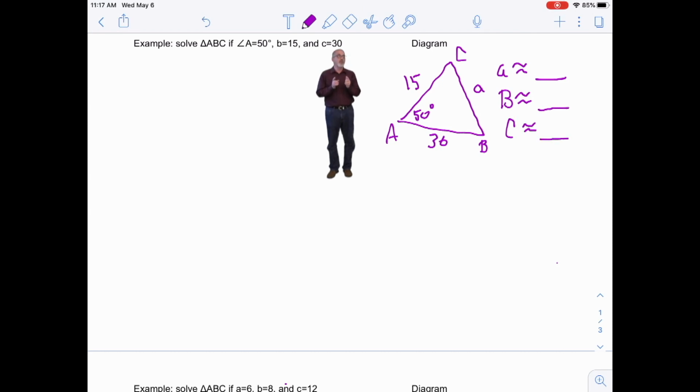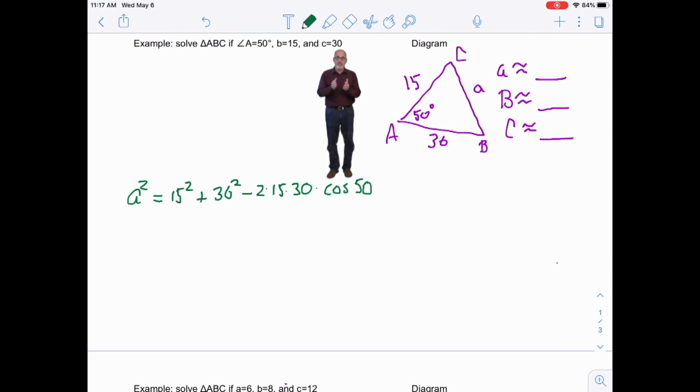Looking at this though, we're going to use the law of cosines with the A side and the cosine of A in it, because that's what's given to us with the angle. So A squared equals 15 squared plus 30 squared minus 2 times those sides given, 15 times 30, times the cosine of that angle that's given to us, which is 50 degrees.